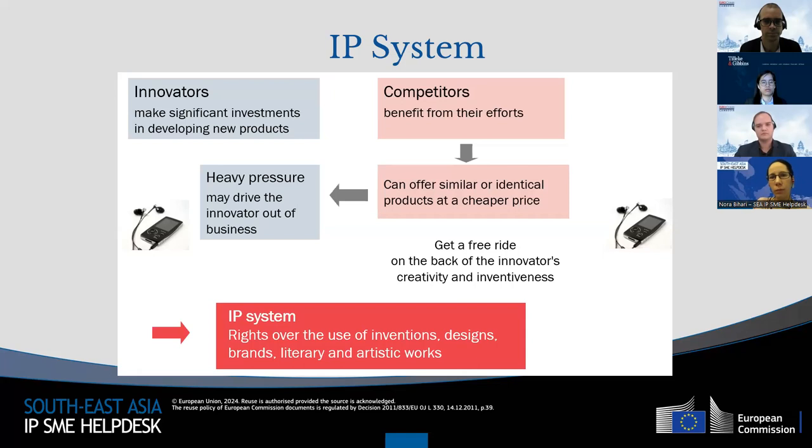So inventors are under pressure and may be driven out of business while competitors get a free ride on the back of their creativity. So the IP system is there to help innovators protect their inventions, designs, trademarks or branding, or artistic works, and so on. It provides them with ownership over their work and the right to exclude competitors from producing, importing, and selling infringing products. Next.